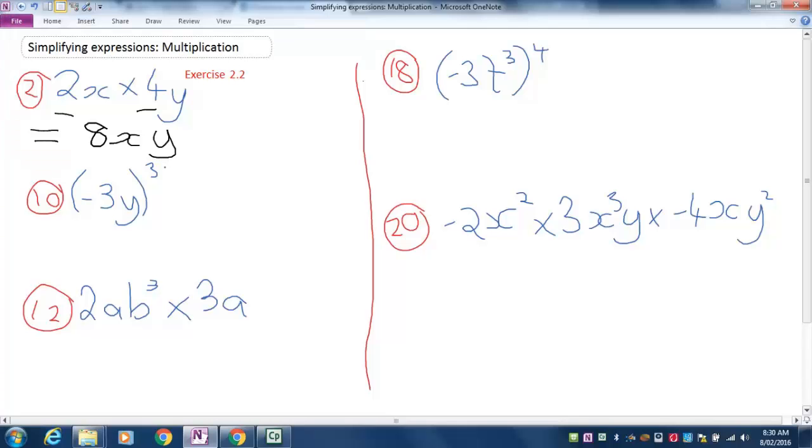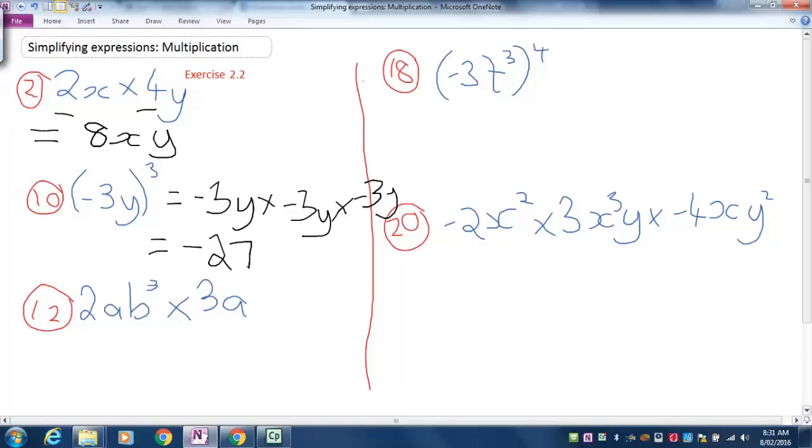For number 10, remember that this means negative 3y times negative 3y times negative 3y. So negative 3 times negative 3 times negative 3 gives me negative 27. And then y times itself 3 times is y cubed. So just remember that that cubed here applies to everything inside the brackets.